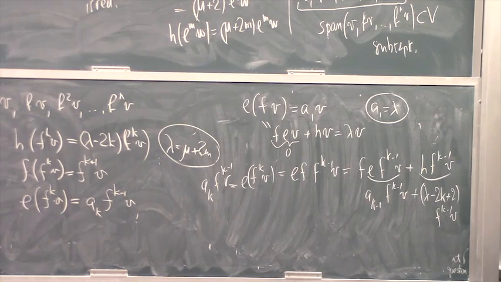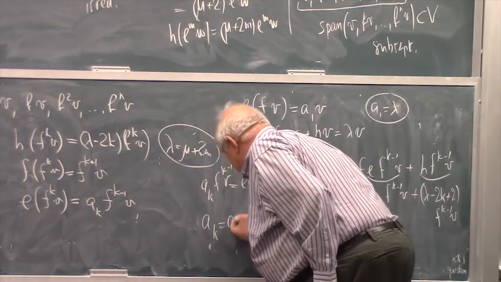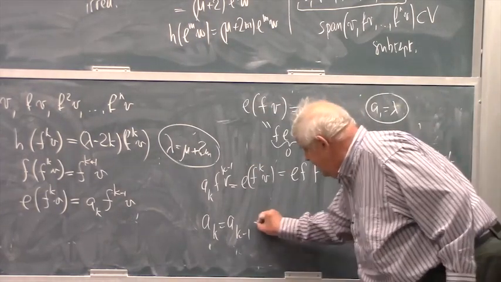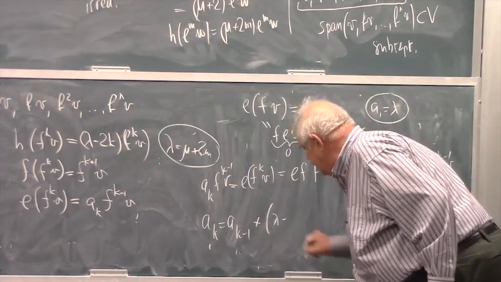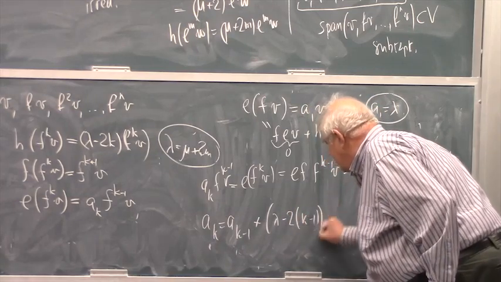Hence we have a recursive formula for Ak. I can say not very complicated. So Ak is A k minus 1 plus lambda minus, I would write, 2k minus 1, and that's all.